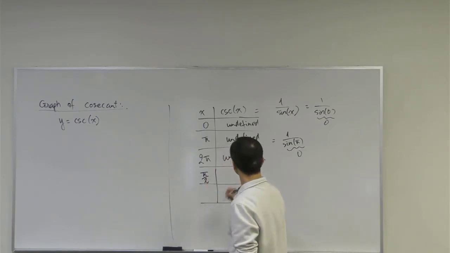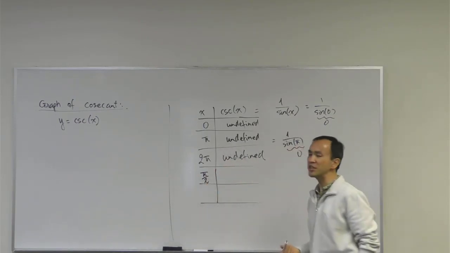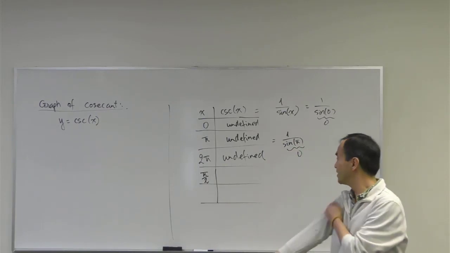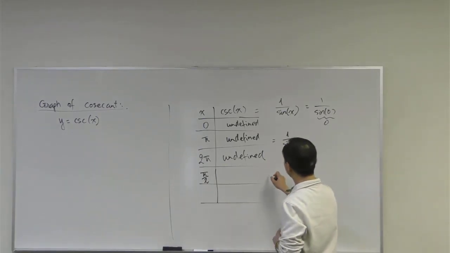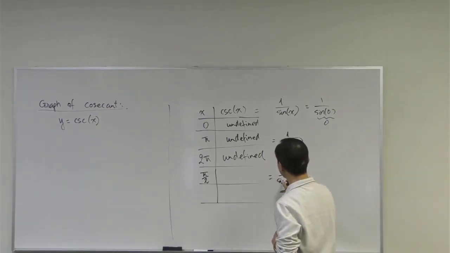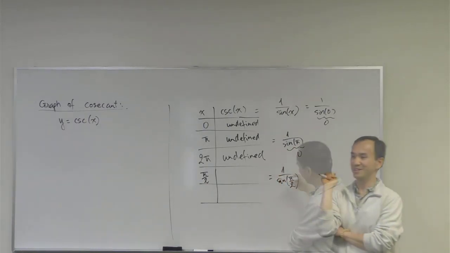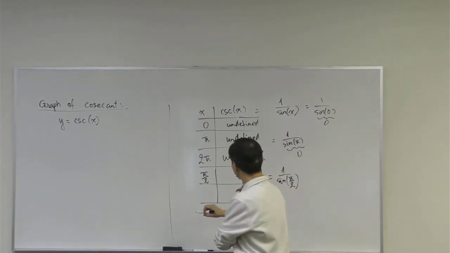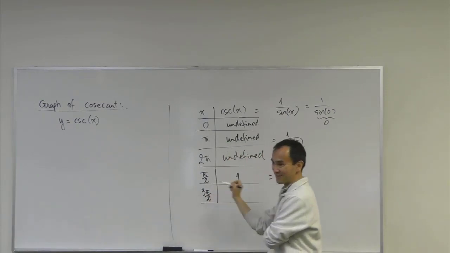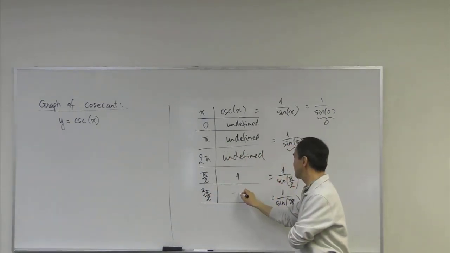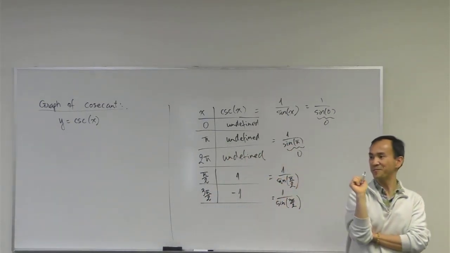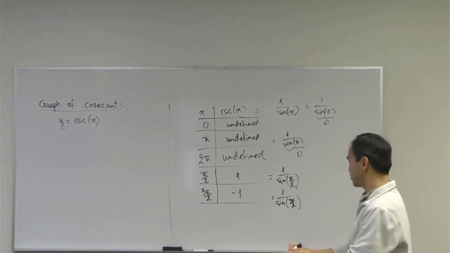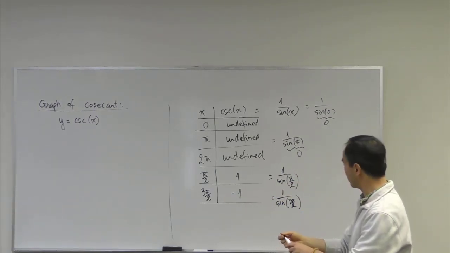So how about pi over 2 here? What's cosecant of pi over 2? You can think of that as 1 over sine of pi over 2, right? So now what about cosecant of 3 pi over 2? Negative 1. I agree. And so just a few of these points are good enough, right?